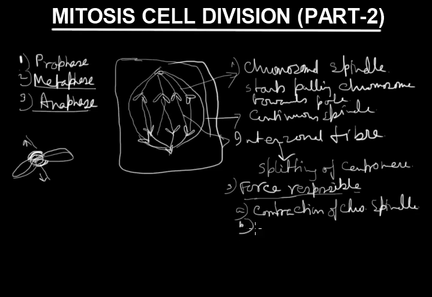Number two, stretching of interzonal fibers. And number three is ATP. ATP is another source of energy which is required for pulling or movement of the chromosomes towards the pole. Approximately 30 ATP per chromosome movement is required. So ATP is another force responsible for the movement of the chromosome.